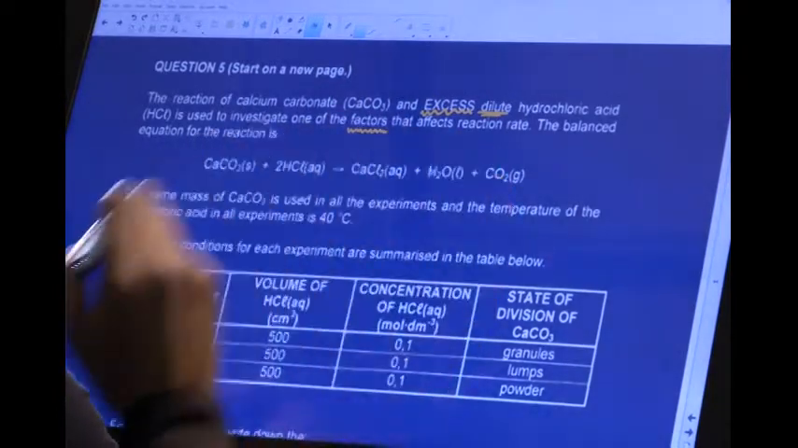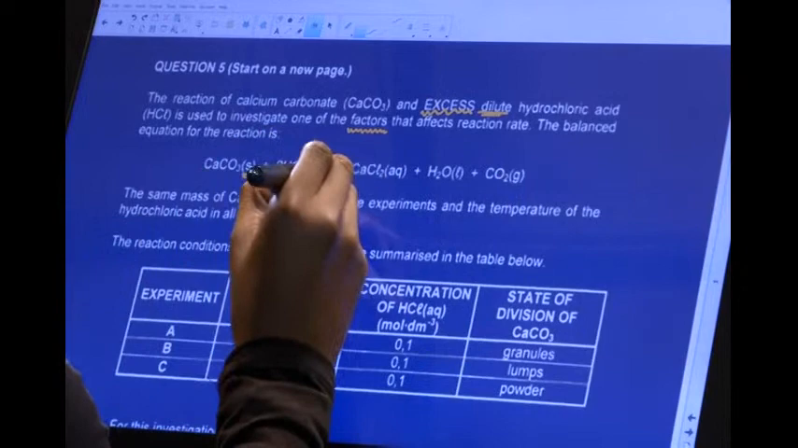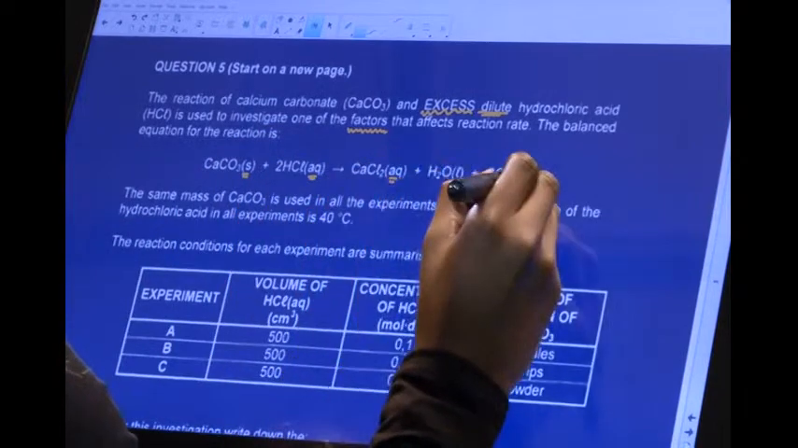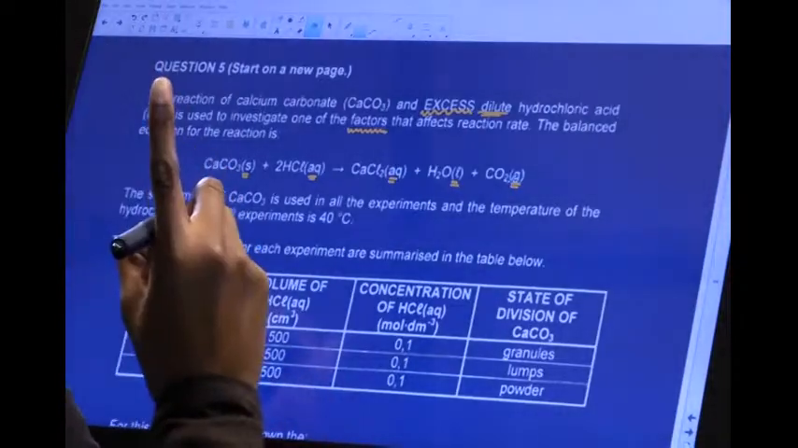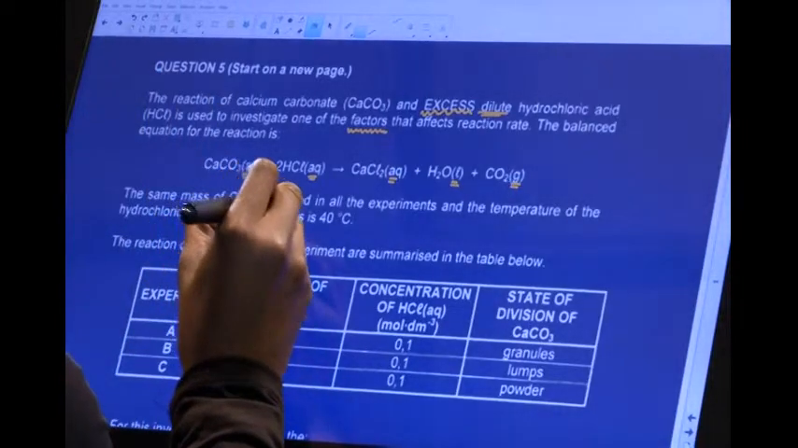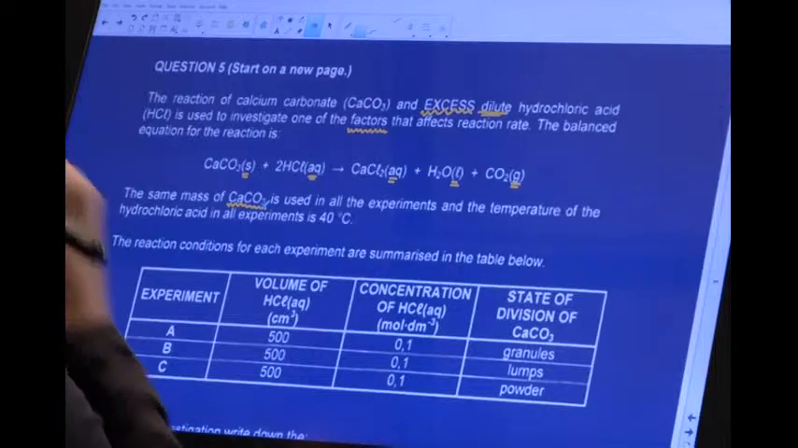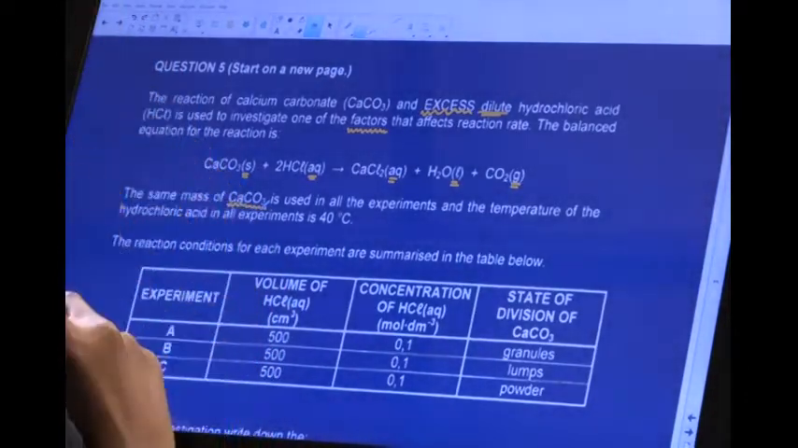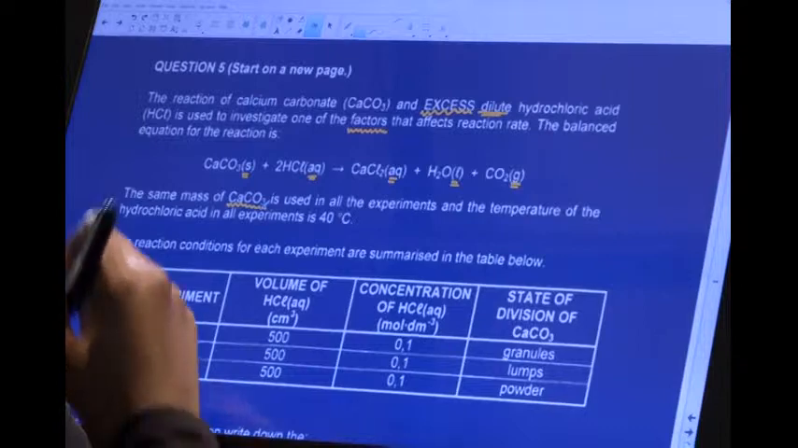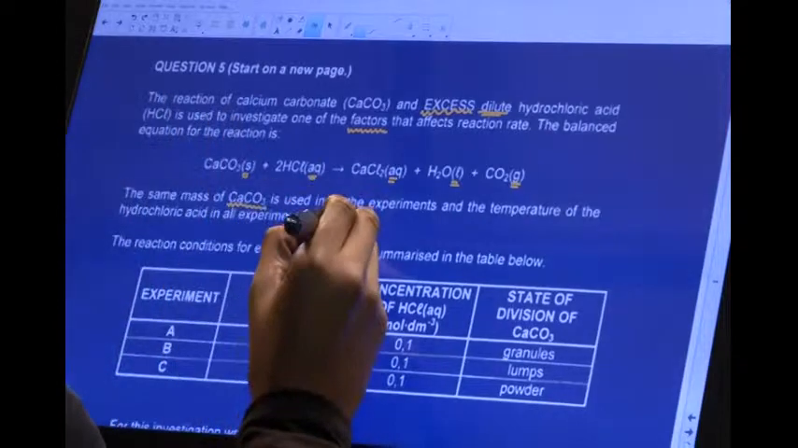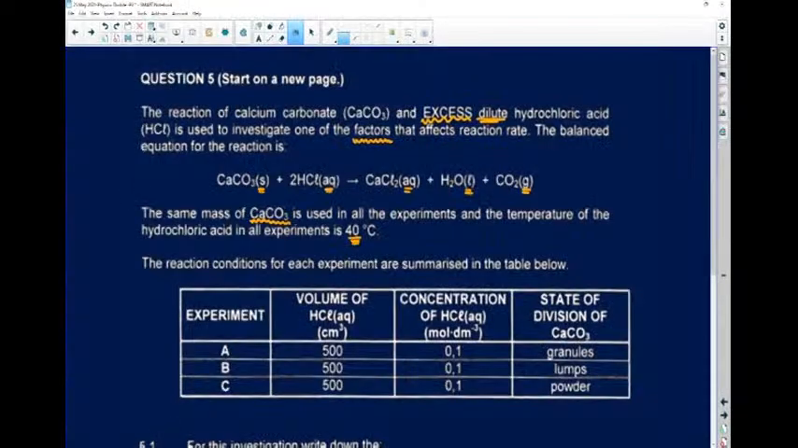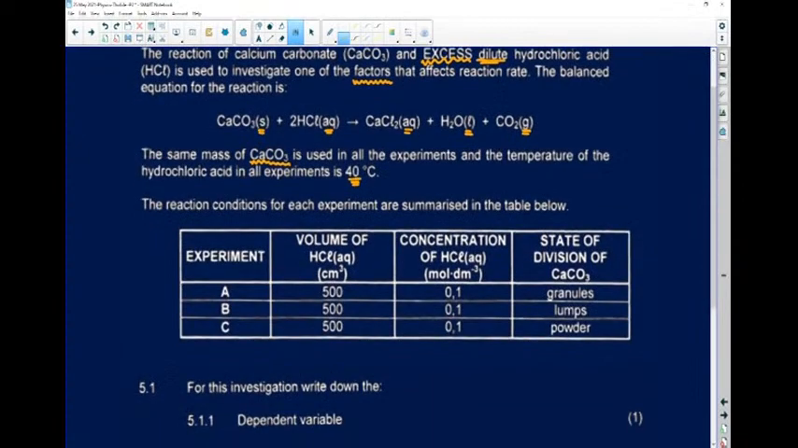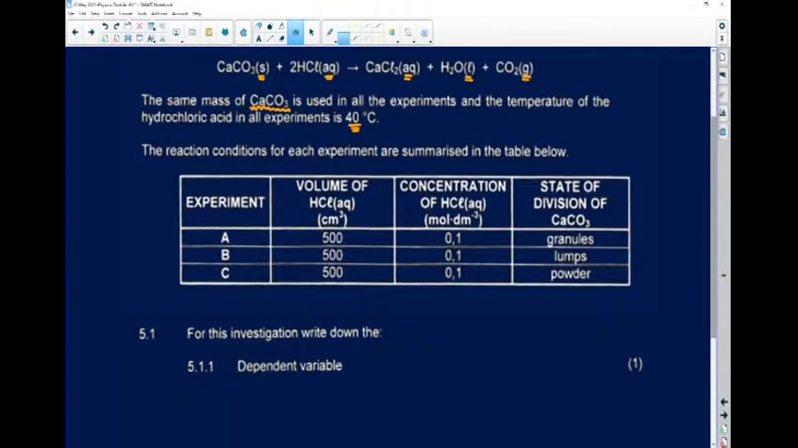And we can see that it is balanced, and they've given us the phases in which everything is. It's very important when we're doing rates of reaction to know what phase everything is. The same mass of CaCO3, calcium carbonate, is used in all the experiments. That is very important, and the temperature of the hydrochloric acid in all experiments is 40 degrees Celsius. Remember, temperature does play a role in the rate of the reaction. Now the reaction conditions for each experiment are summarized in the table below. The experiments are numbered A, B, C.